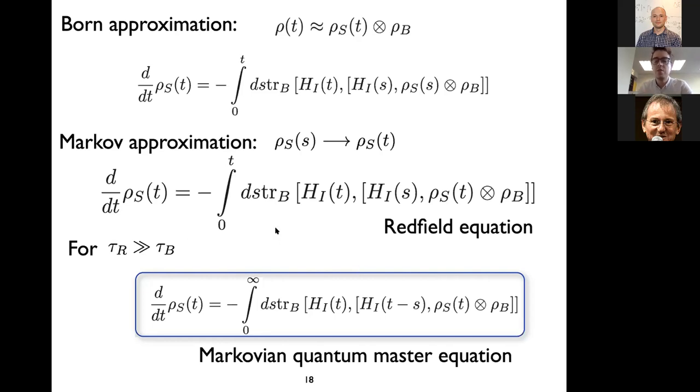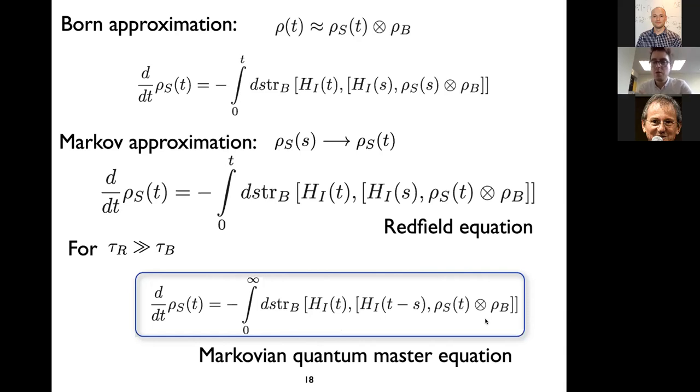Okay, so with these two approximations, the Born and the Markov approximation, what we are left with is a Markovian quantum master equation. By looking at this, you could say this is in the form of the Markovian quantum master equation that I gave in the earlier part of this lecture. But we can then make another approximation, the rotating wave approximation, that will allow us to write this in the general GKSL form that I introduced last lecture and at the beginning of this lecture.